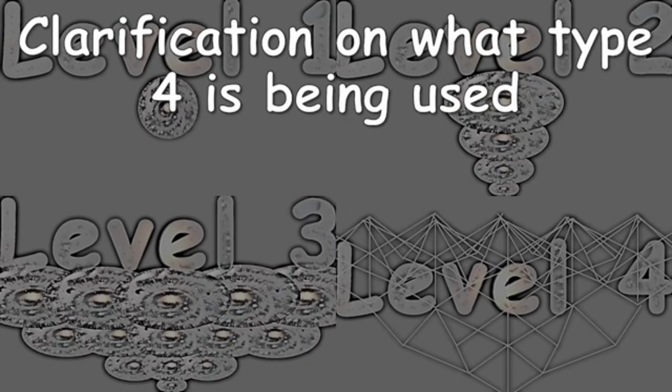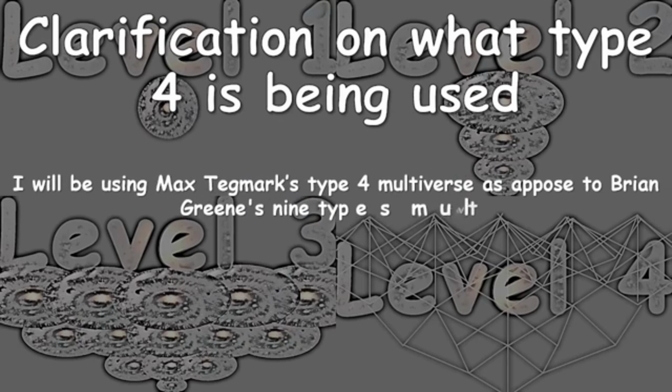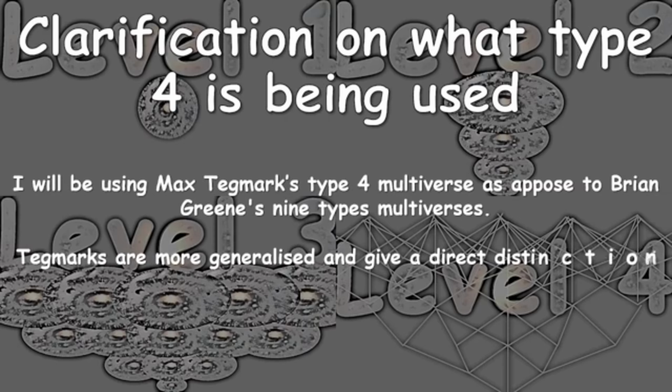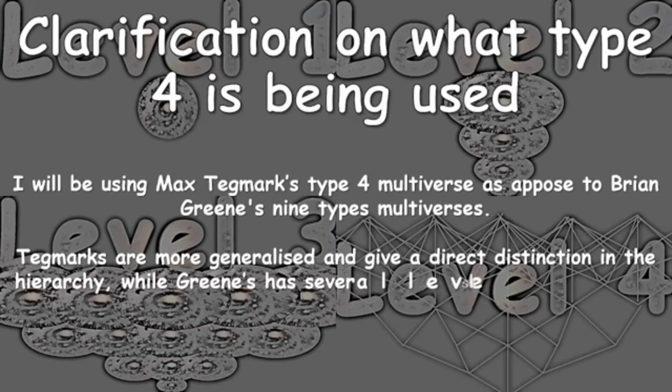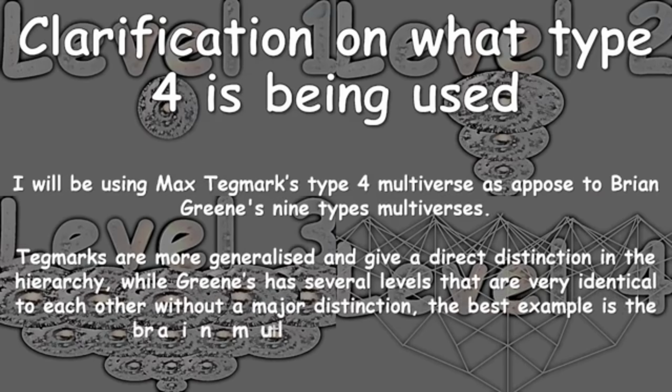Let's do a clarification on which Type 4 multiverse is being used. I'll be using Max Tegmark's Type 4 multiverse as opposed to Brian Greene's 9 types of multiverses. Tegmark's are more generalized and give a direct distinction in the hierarchy of multiverses, while Greene's has several layers that are very identical to each other without major distinction, the best example being the Brane multiverse and the Simulated multiverse.